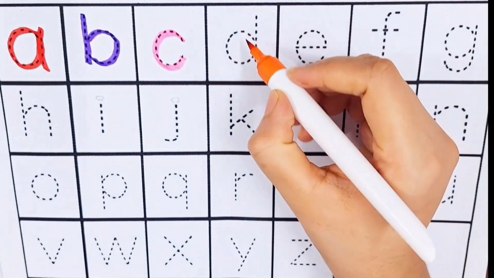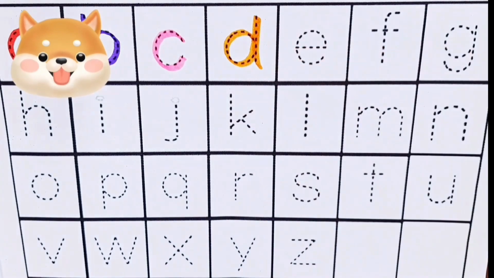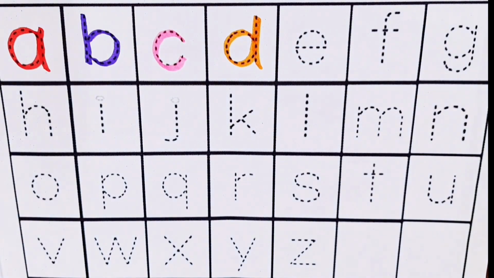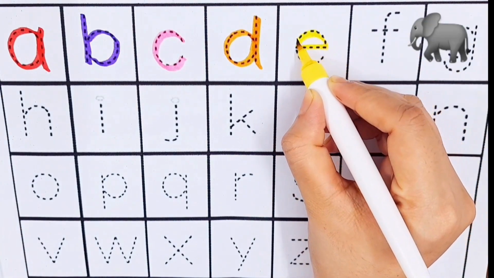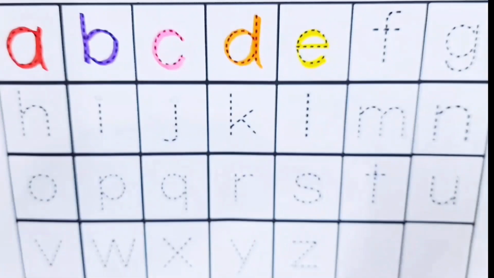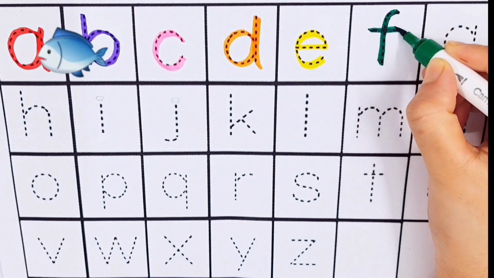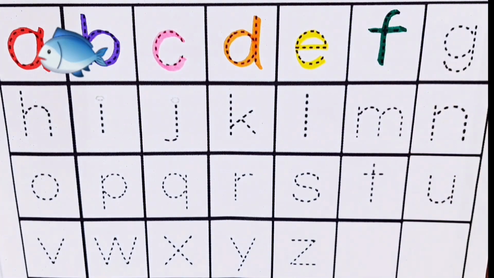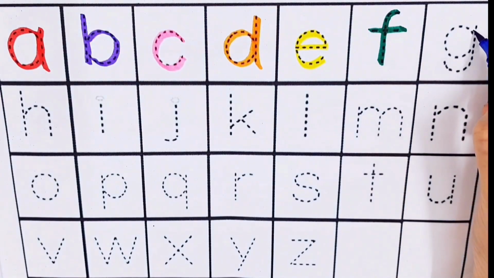Orange color. D. D for dog. Yellow color. E. E for elephant. Dark green color. F. F for fish. Dark blue color. G. G for grapes.